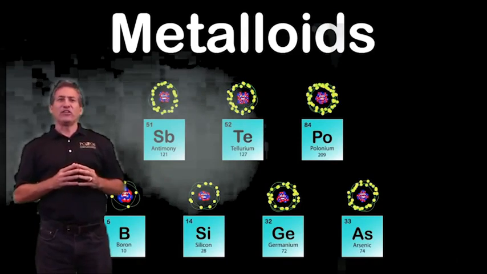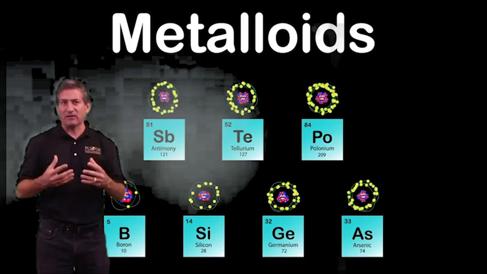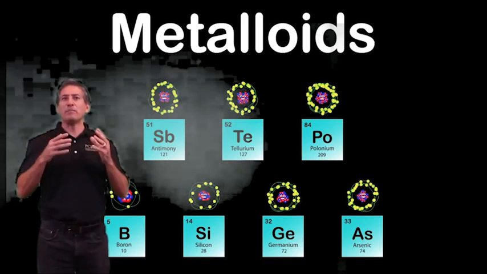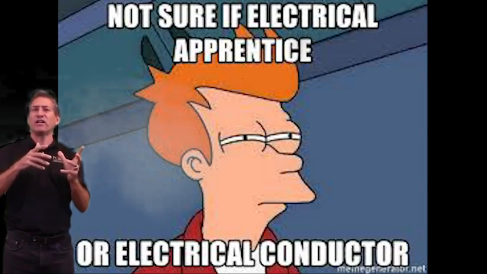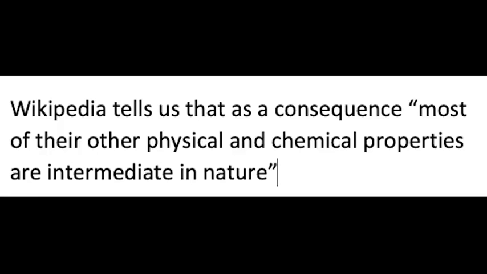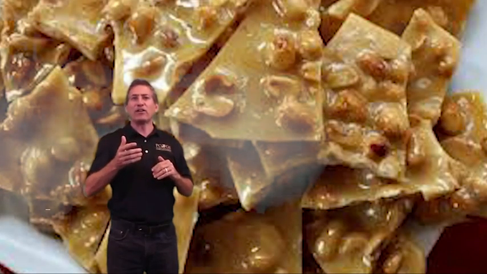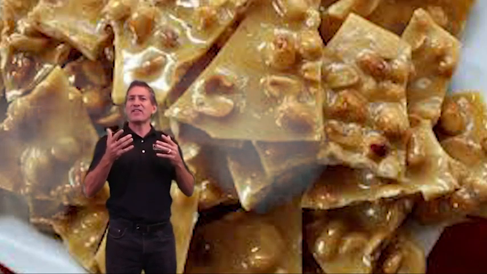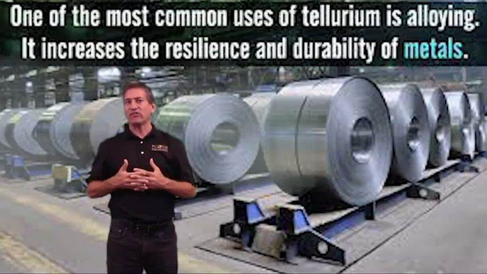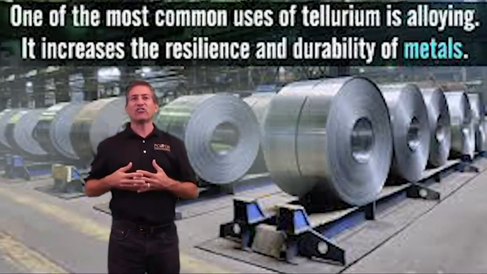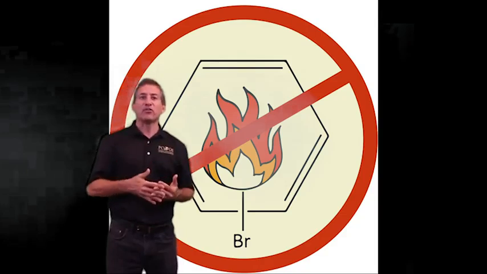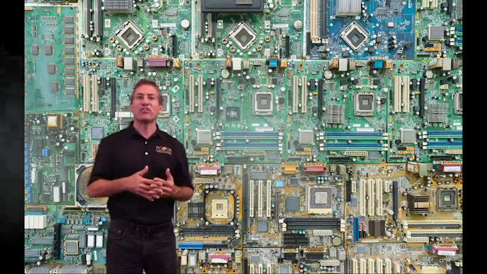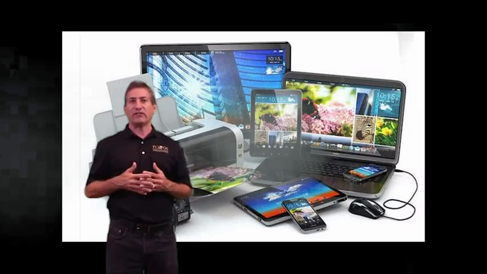The thing about metalloids is that they can form alloys with metals, and in their pure state, they are in between good conductors of electricity and bad conductors of electricity. Wikipedia tells us that as a consequence, quote, most of their other physical and chemical properties are intermediate in nature. Metalloids by themselves are usually too brittle to have any structural uses, but they and their compounds are used in alloys, biological agents, catalysts, flame retardants, glasses, optical storage, and optoelectronics, pyrotechnics, semiconductors, and electronics, end quote.